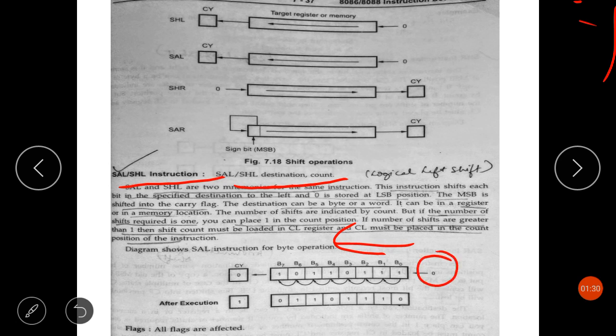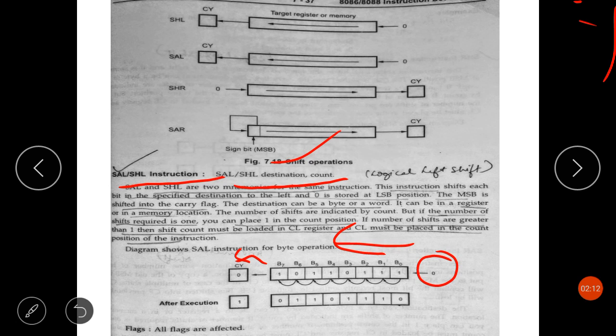As the bits are getting shifted towards the left, the instruction inserts 0 into the LSB, and the MSB is shifted to the carry flag. The destination can be a byte or a word. It can be in a register or in a memory location, and the shifting can be of a byte or a word.